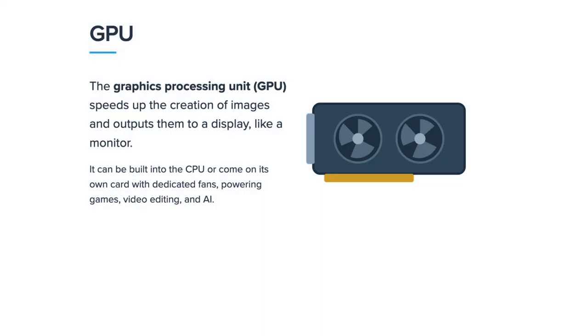The GPU, or Graphics Processing Unit, speeds up the creation of images and outputs them to a display, like a monitor. The CPU can draw images itself, but it's pretty slow at it. So the GPU is built for exactly that job. It can be built into the CPU or come on its own card with dedicated fans, powering games, video editing, and AI.